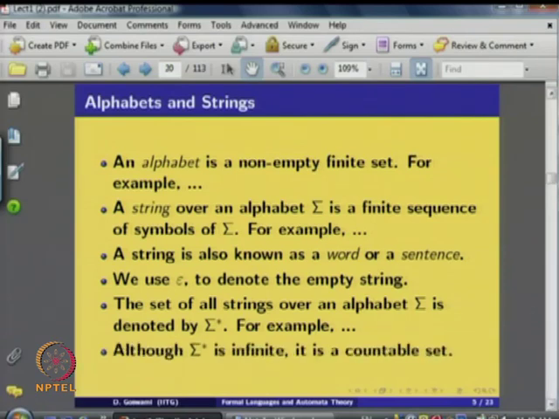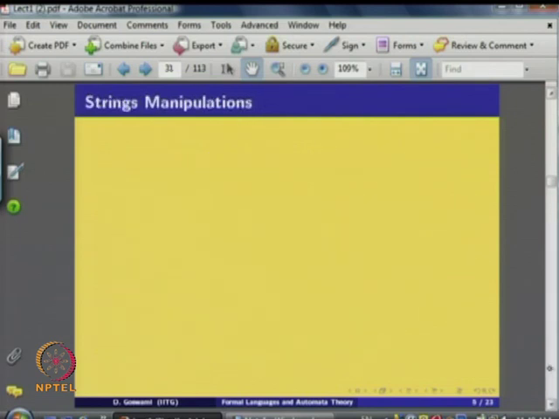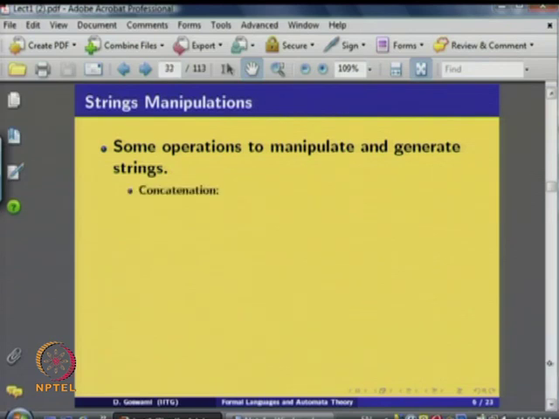Although we see that sigma star is infinite, it is a countable set. Now, let us see some operations using which we can manipulate strings and we can generate strings. First, let us see the operation concatenation.